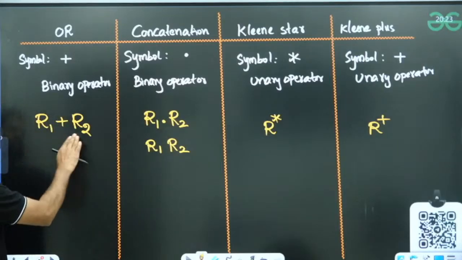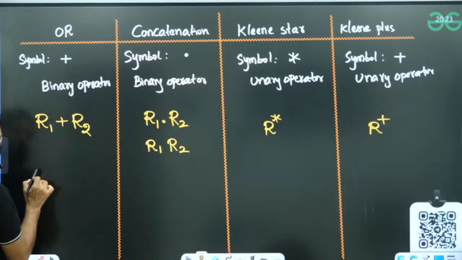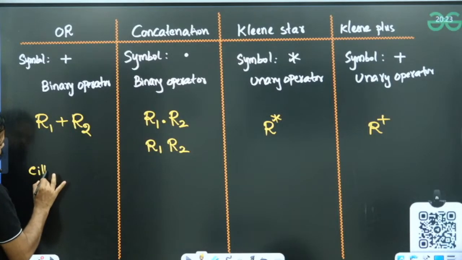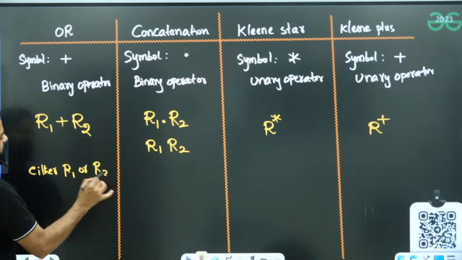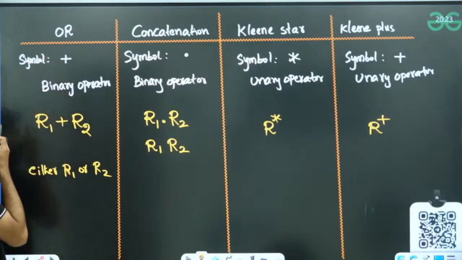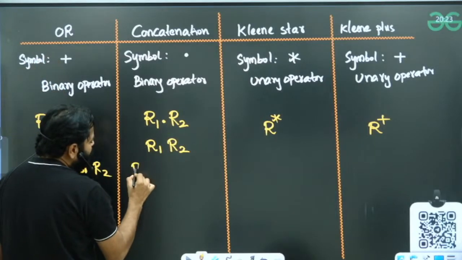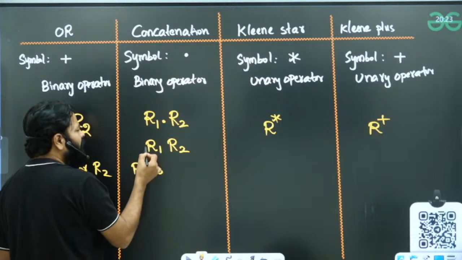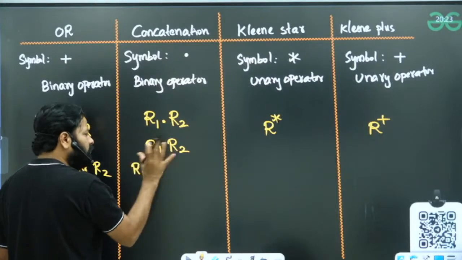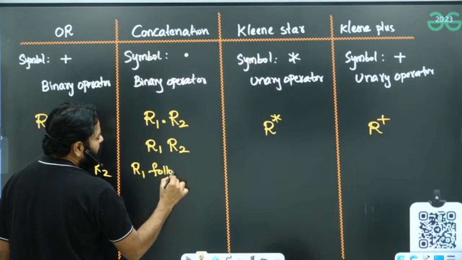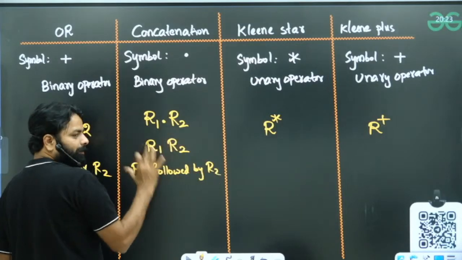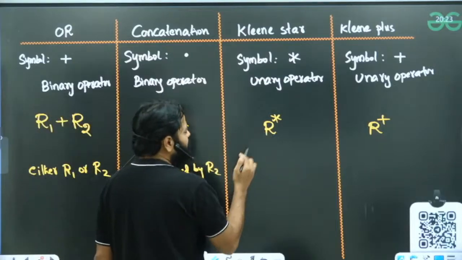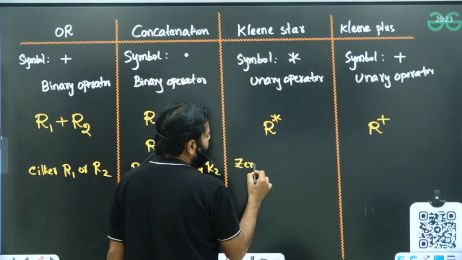How do you speak this line? As a first time learner, you can just speak R1 or R2, or you may say either R1 or R2, or simply R1 or R2, because plus means OR here. Here R1 followed by R2: you can speak R1 dot R2, that's okay, or R1 R2, that's okay, but the actual meaning is R1 followed by R2, which means after R1, R2 appears.